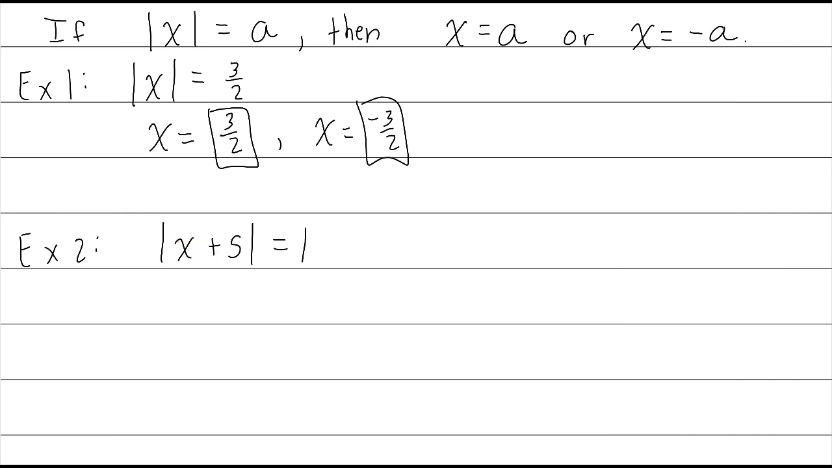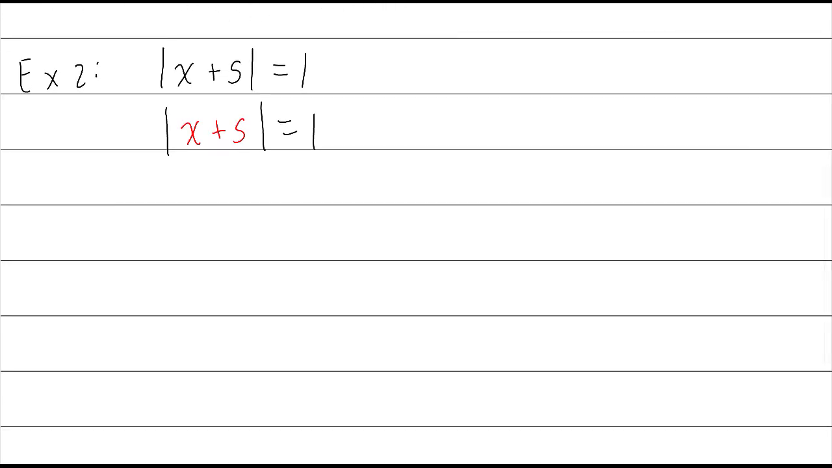Let me rewrite this, maybe this will be easier to see for those of you who need a little extra coloring to help. The inside is x plus 5. That inside is what equals +1, and that inside will equal -1. So +1 and -1 based off that +1 there. This is not our final answer, of course, but it gives us two simple equations to solve.